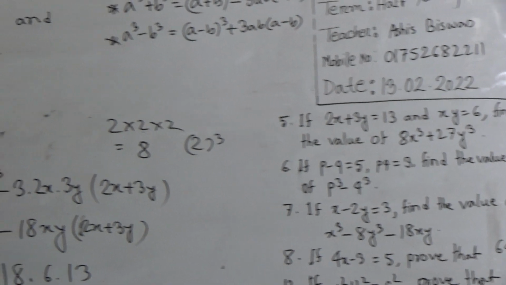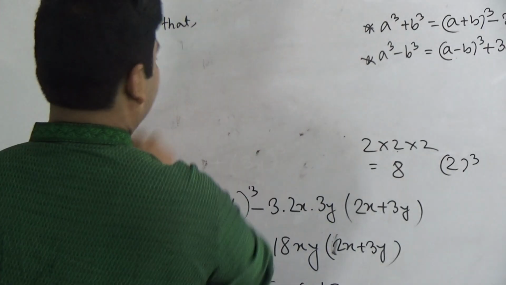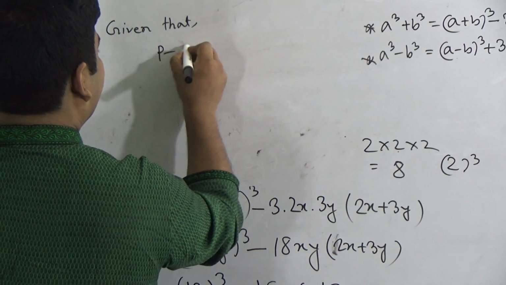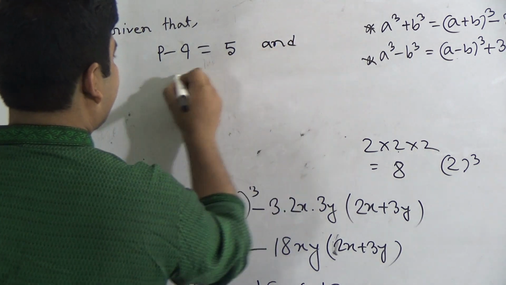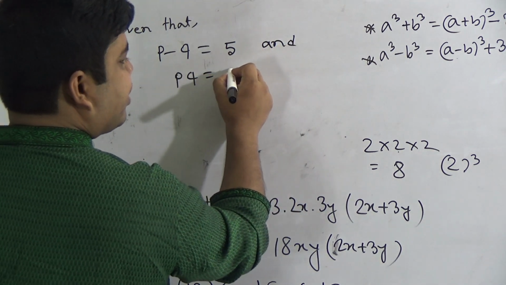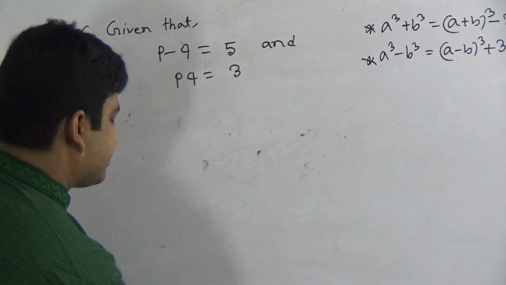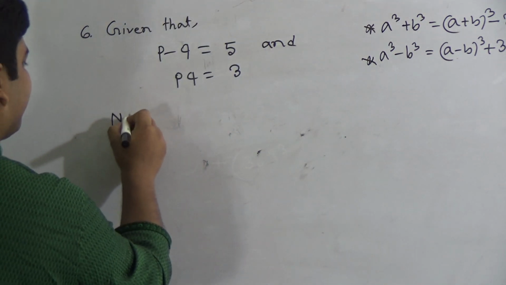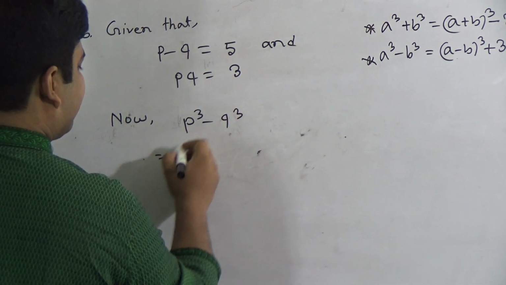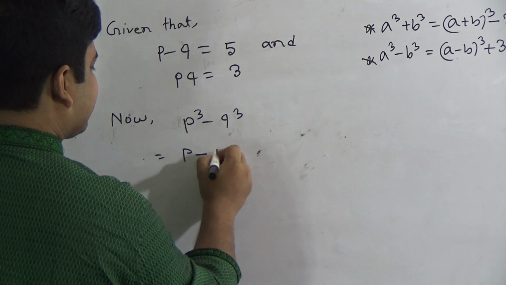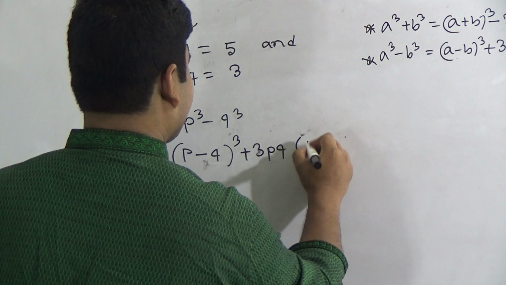First of all, we write the given for question number 6: p minus q equals 5 and pq equals 3. Now dear students, please notice the board. Now p cube minus q cube equals p minus q whole cube plus 3pq into p minus q.